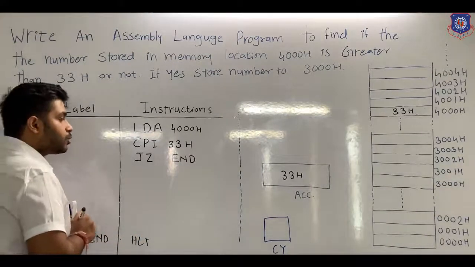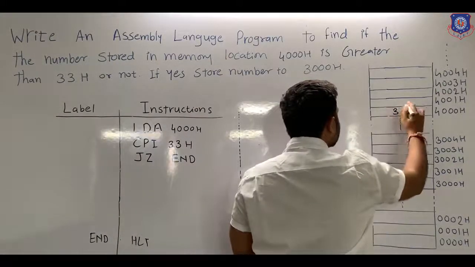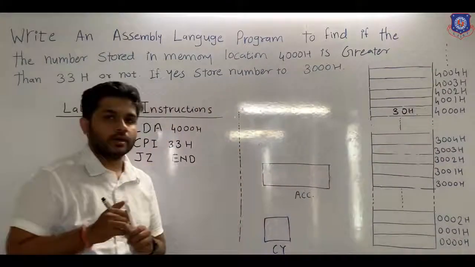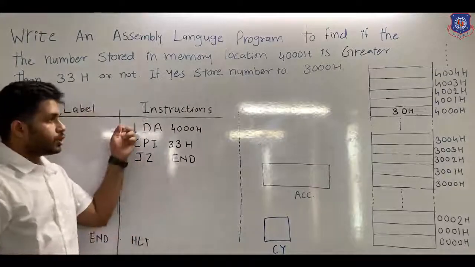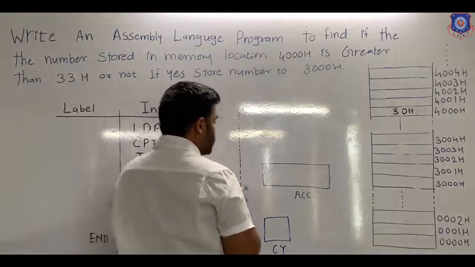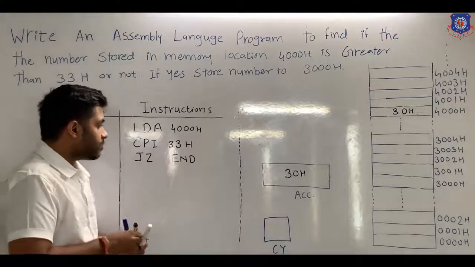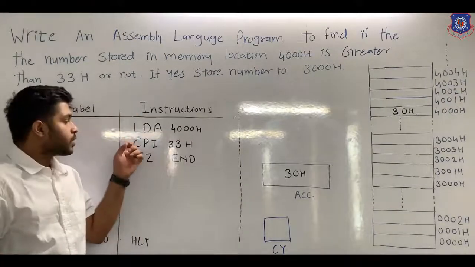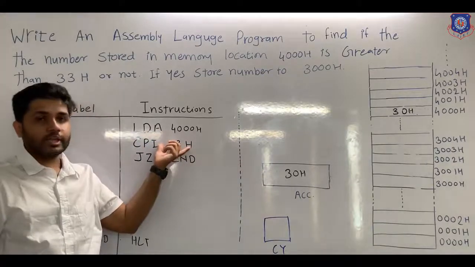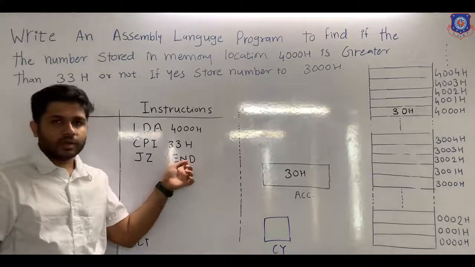Okay? Suppose the data which is stored in the 4000H is actually 30H. Let's see the program from the beginning. First of all, we will move the data to the accumulator. So in the accumulator, 30H will be stored. After that, we will compare this number with the accumulator. So CPI 33H. It means 30 minus 33H will be done. After comparing, the next instruction is JZ END.